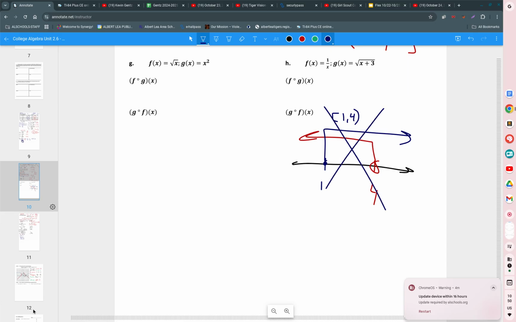So I only want to focus on this example right now, but what I want you to do is talk to the person next to you and see, what do you think is the domain of the square root of x, and what do you think is the domain of x squared? Talk to the person next to you. What do you think of those 2 domains? Go. What do you all got?